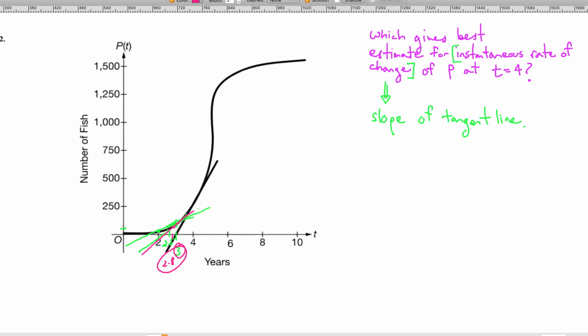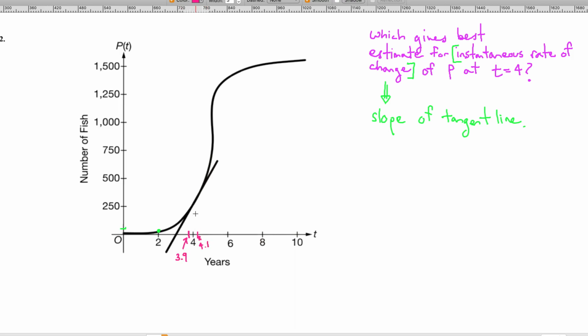So when they ask this question, right, which gives you the best estimate for the instantaneous rate of change of p at t equals 4, you want to find the one that's going to give you the shortest interval for 4, right? So the shortest interval that they offer, or the shortest interval that you might be given is, let's say, 3.9, and then right next to it over here is 4.1.